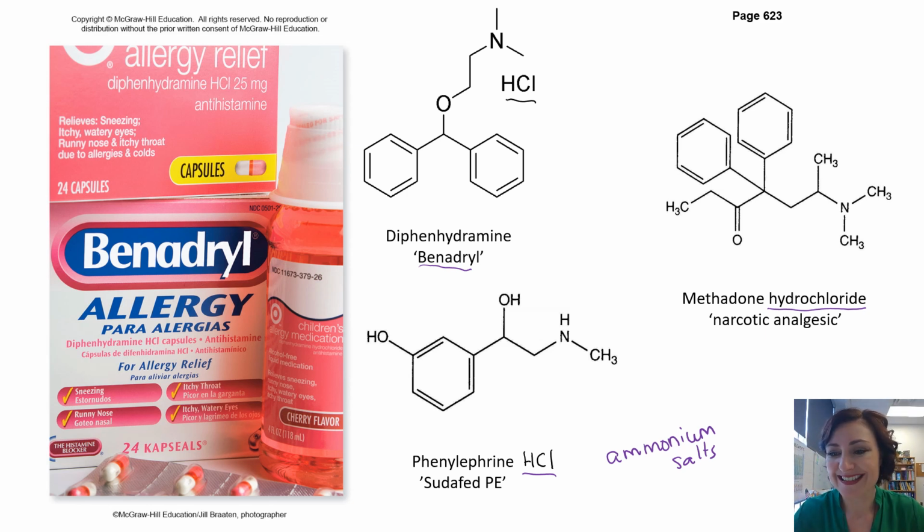Methadone is our next one. Methadone hydrochloride is a narcotic analgesic. This is given as a substitute for heroin addicts. It's also used for long-acting chronic pain as well. It's prescribed for both of those, but it is prescription only. Phenylephrine hydrochloride, or better known as Sudafed PE, is used as a decongestant. So you might take this if you have a cold, if you're having congestion.